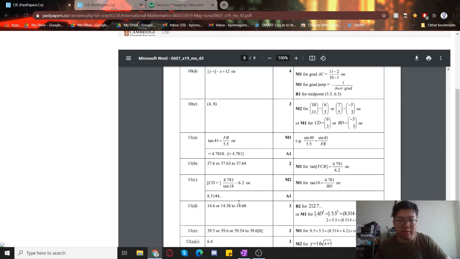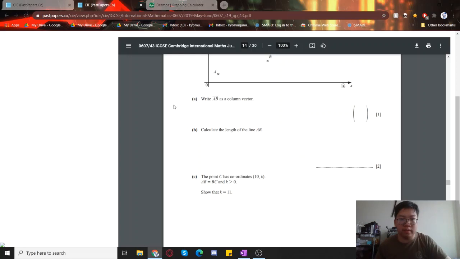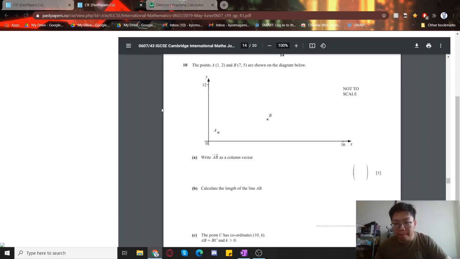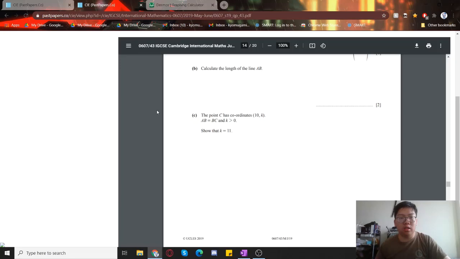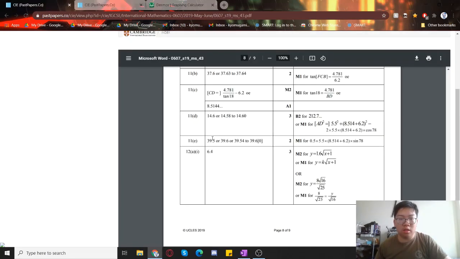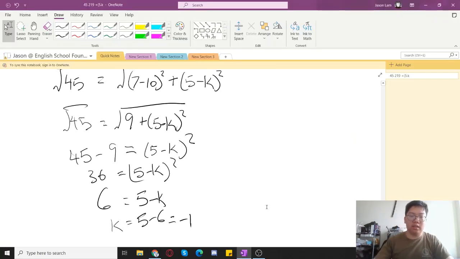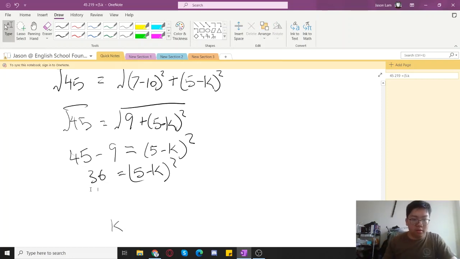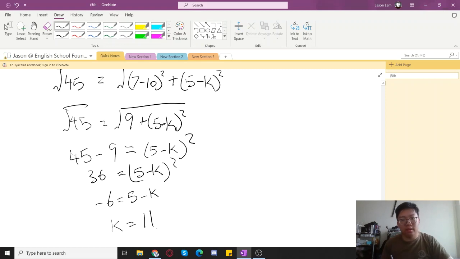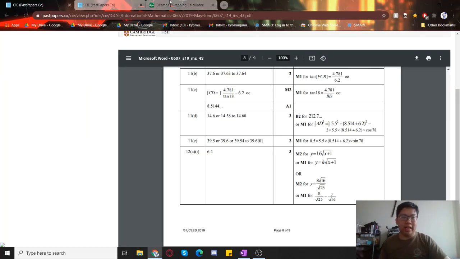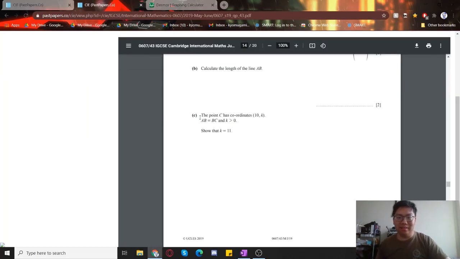Just go to the answers right now. Which one is this? Oh, 10C. I'm sure that k is 11. Okay, then that's... Oh, since we know that's going to be 11, then that has to be equal to minus 6, which is equal to 5 minus k. So k is going to be equal to 11. So, yeah, there's not much of a secret to it.